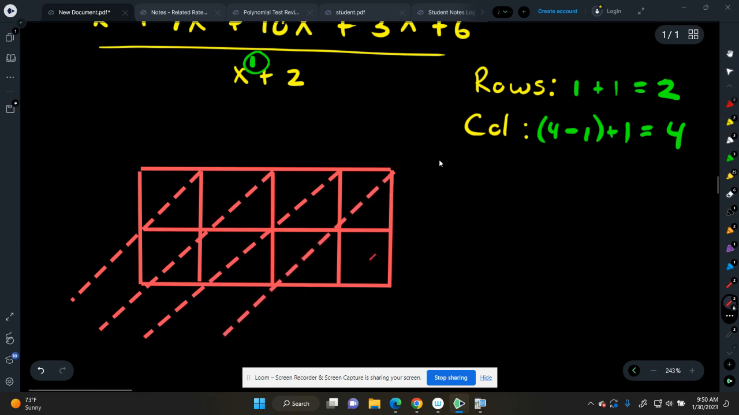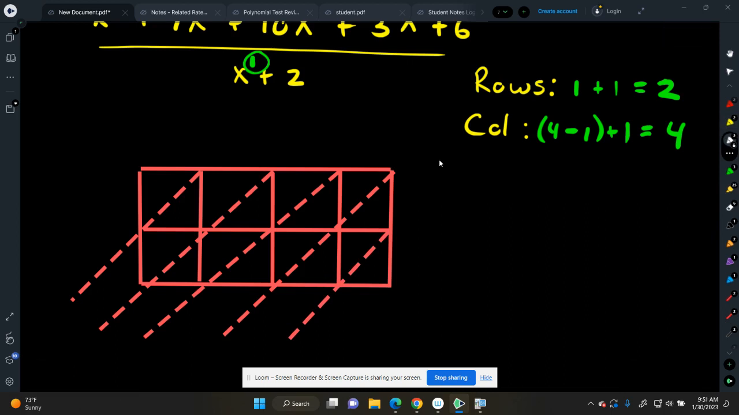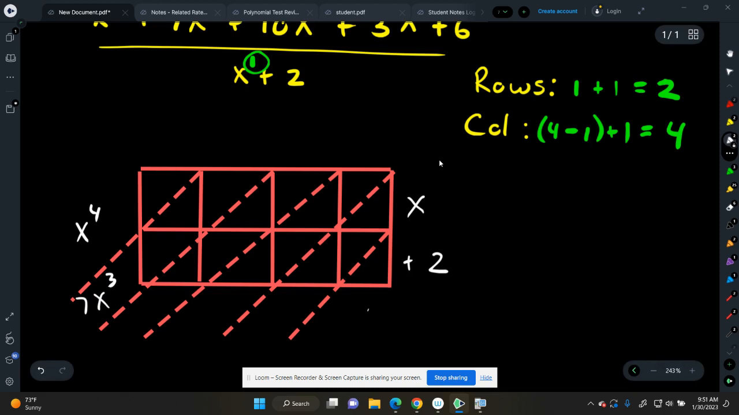When you draw the diagonals, make sure you go through the corners of each square so you don't lose track of what's what. So I've got x plus 2. And then along the diagonal, x to the fourth, 7x to the third, 10x squared, 3x, and 6.